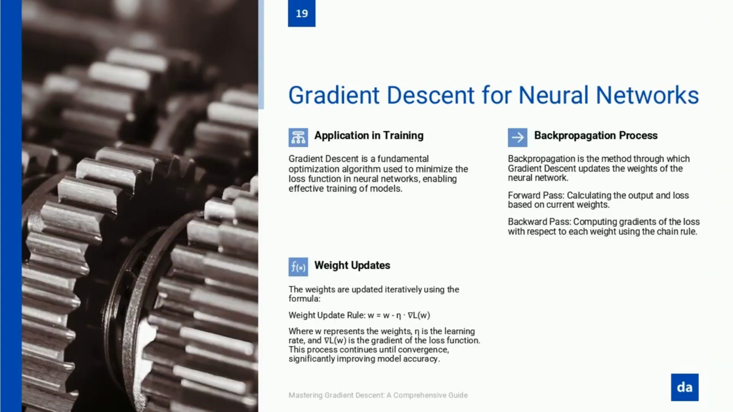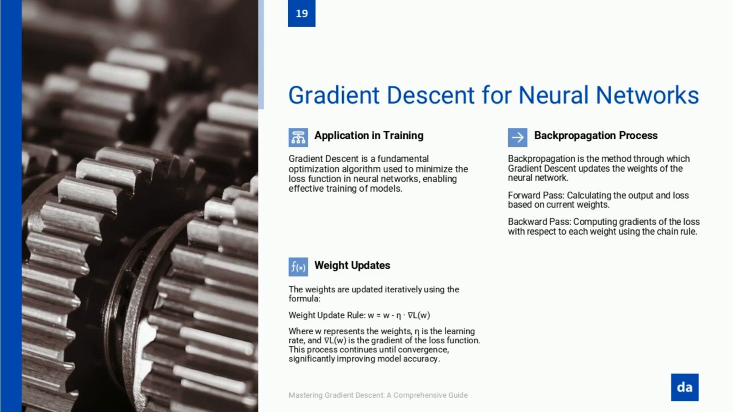Gradient descent is the backbone of modern deep learning. While it works well for simpler models like linear and logistic regression, its true power is unleashed when training neural networks. These are the models behind image recognition, natural language processing, and even self-driving cars.